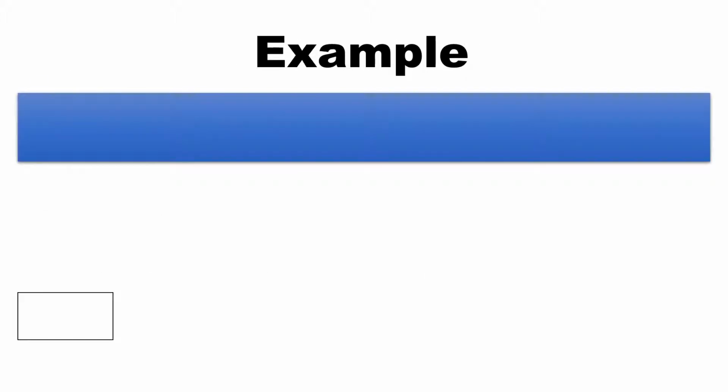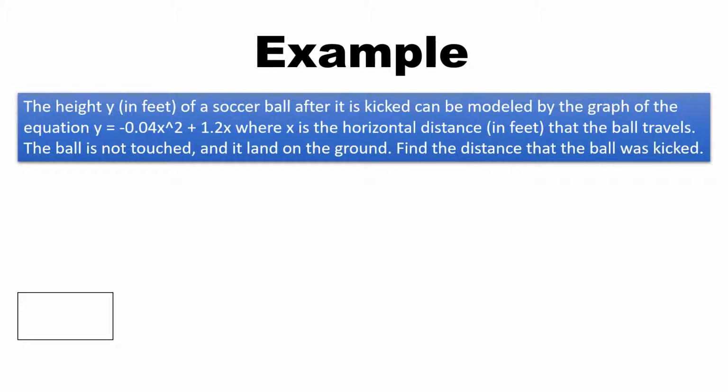So let's take an example. The height y in feet of a soccer ball after it is kicked can be modeled by the graph of the equation y equals negative 0.04x squared plus 1.2x, where x is the horizontal distance in feet that the ball travels. The ball is not touched and it lands on the ground. Find the distance that the ball was kicked.